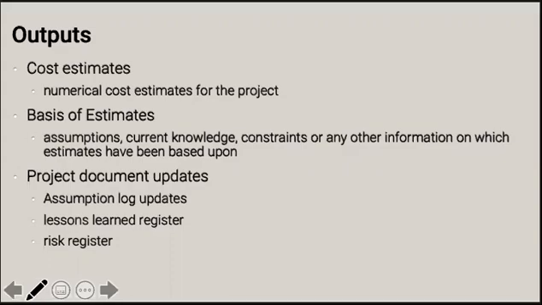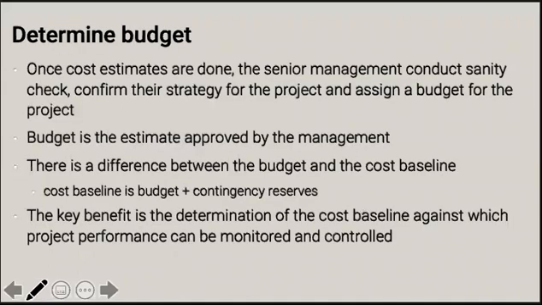So now we have the costs estimated, so now we can go after determining the budget. Budget is nothing but the cost estimates that have been approved by the management. And from the point of being approved, it becomes the budget and the reference point for cost tracking for the project.